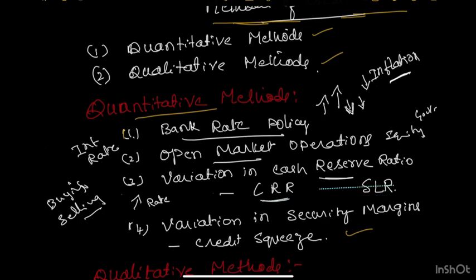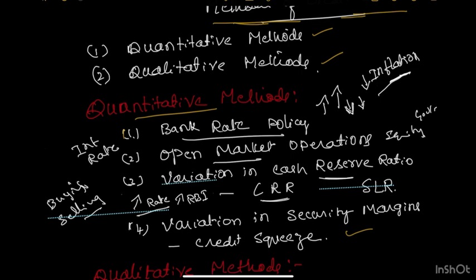If the cash reserve ratio rate is increased, all banks are supposed to keep more funds with the RBI. They have to keep more funds with the RBI so that the cash with the banks will be reduced, so that they cannot give much money in terms of loans to the public. In that way, they can have a control over the inflation.